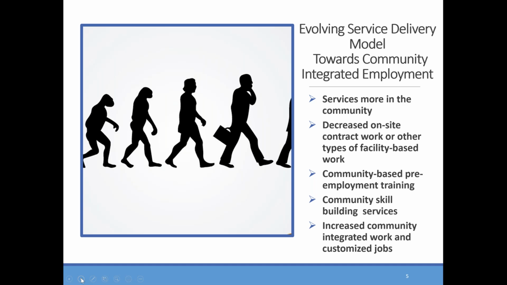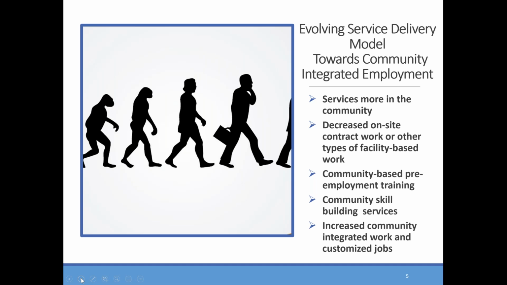Wrong direction. So we're evolving now. So things are changing, and this is what we're moving towards. Services more in the community, decreased amounts of on-site contract work or other types of facility-based work, a great increase in community-based pre-employment training, an increase in community-based skill building, and an increase in work in community integrated jobs and in customized jobs. So we have moved from that model where everything was pretty much emanating from the facility to a situation where we're very much more in the community.